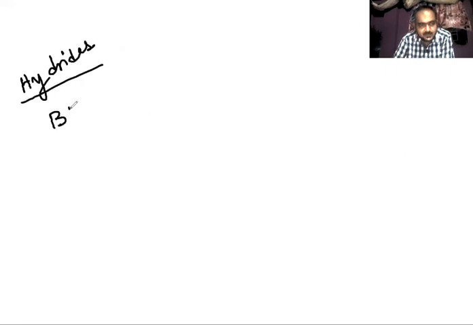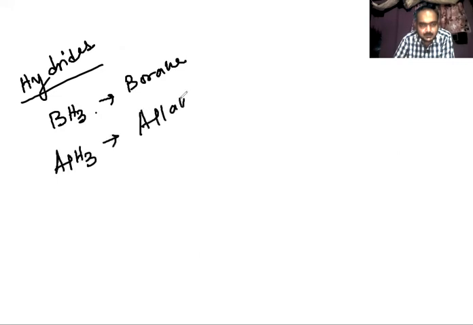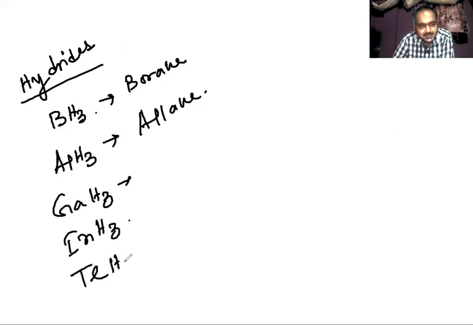Now, what happens in case of hydrides? BH3, borane. Now, AlH3, alane. Now, GaH3, this is known as galane. InH3, indane. TlH3, thallane. So, BH3 borane, AlH3 alane, GaH3 galane, InH3 indane, and TlH3 thallane.